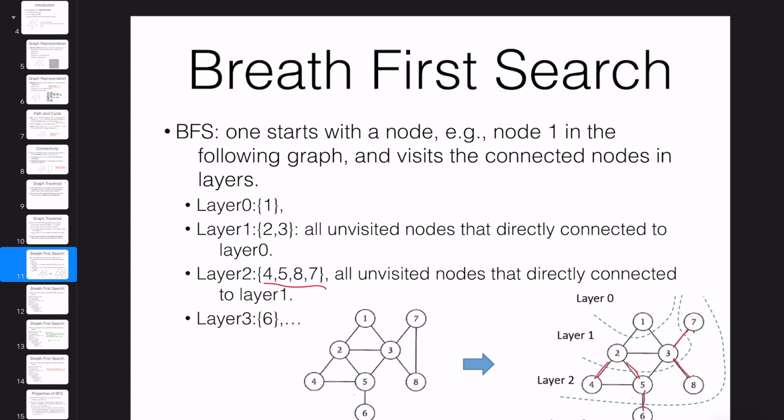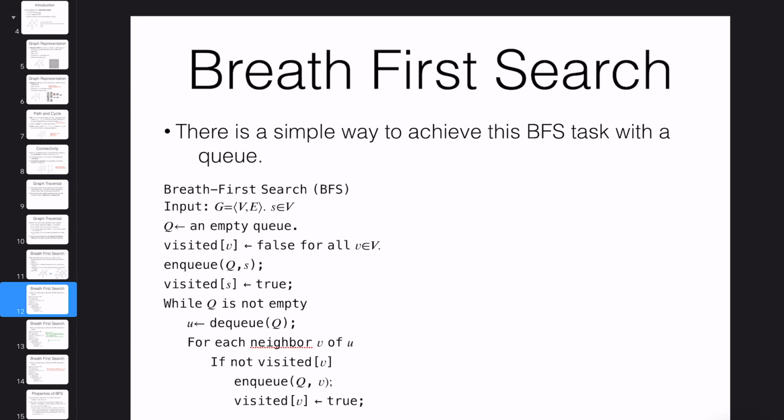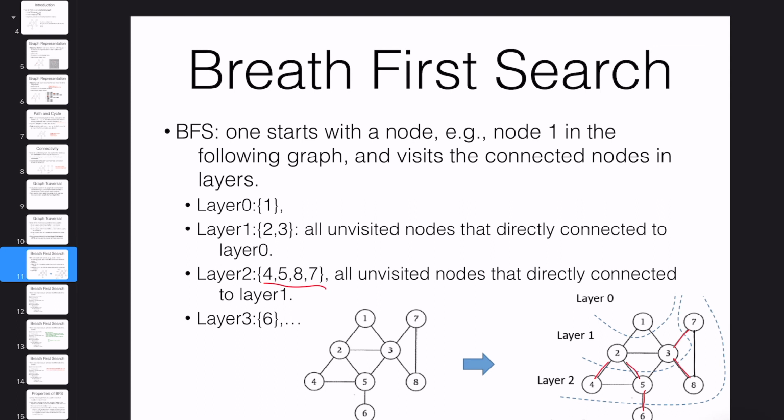8 doesn't have any connection except 3, which has been visited. 7 has a connection to 3, and in fact also a connection to 8. But because 8 has been visited, we can just ignore that. So we are done, because if you look at 6, 6 only has one connection, the node 5, that has been visited before, so we are going to stop.